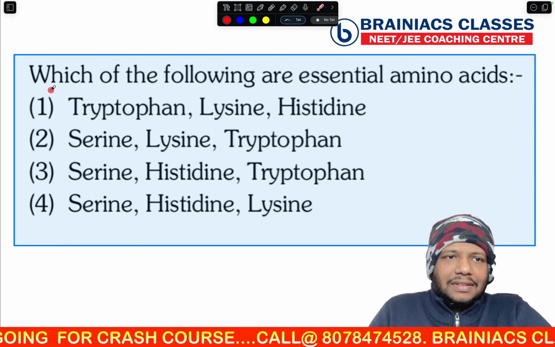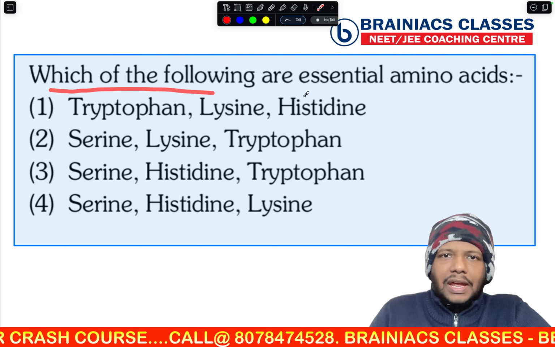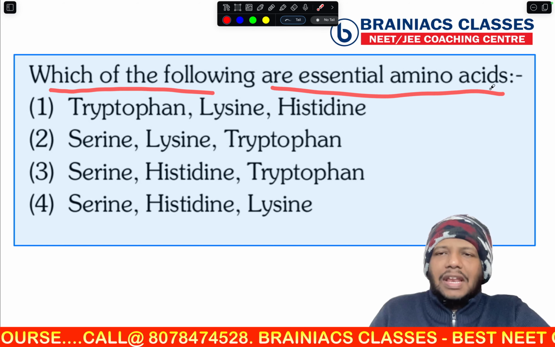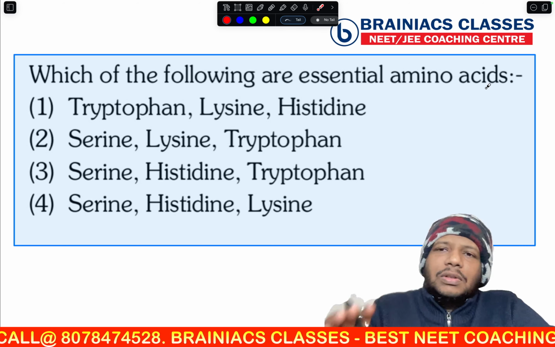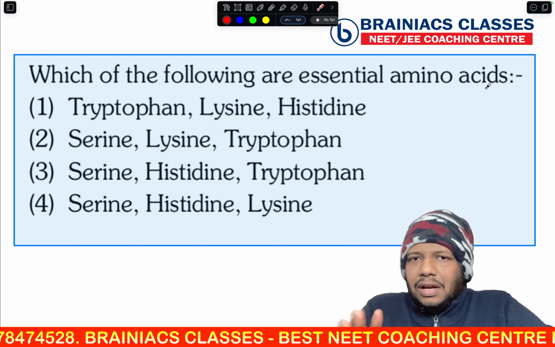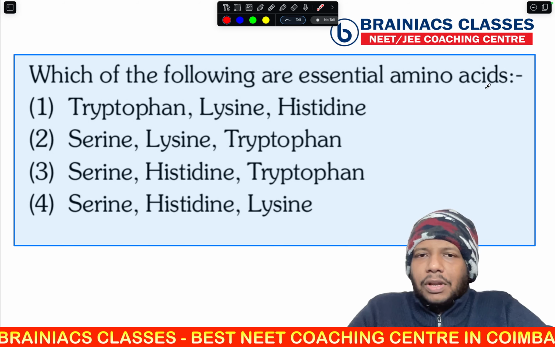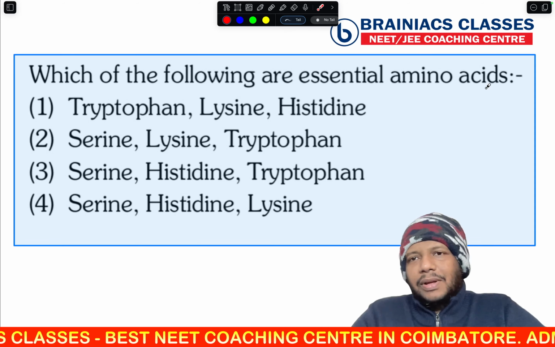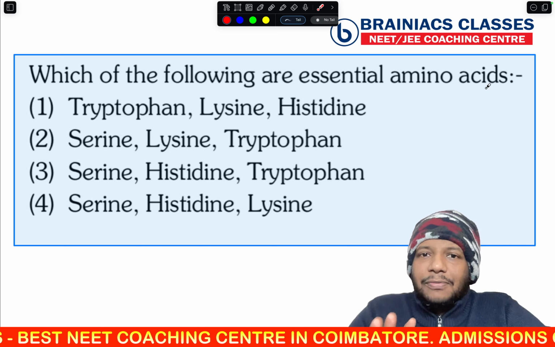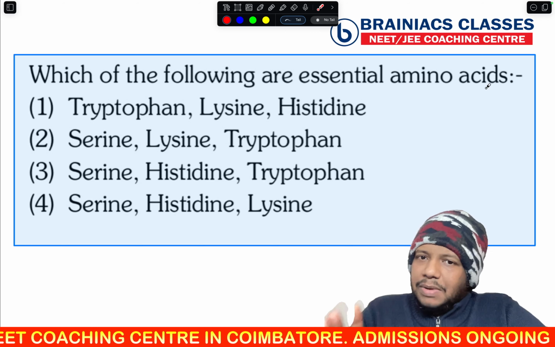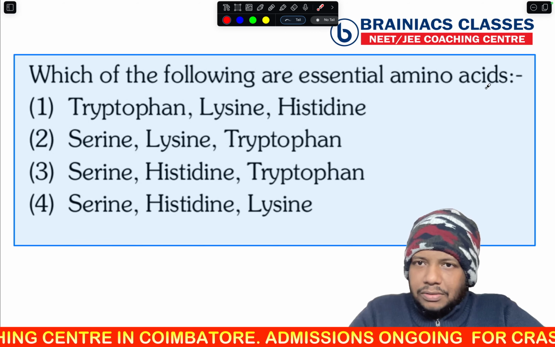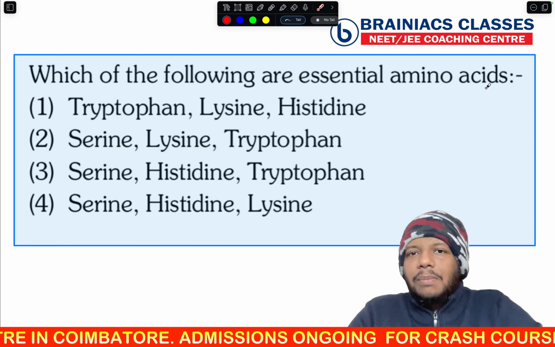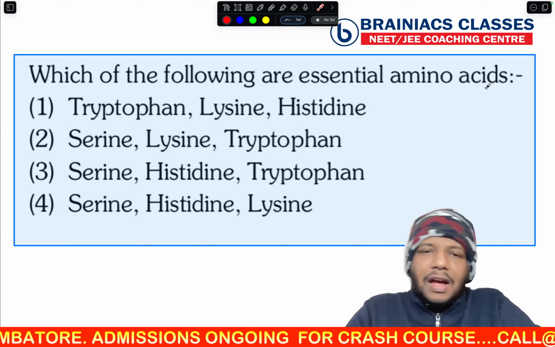The question here is, which of the following are considered as essential amino acids? We know that amino acids are the important units of proteins. We can say proteins are made up of amino acids, mainly alpha amino acids. Amino acids can be alpha, beta, gamma, delta amino acids, but in our body proteins are mainly made up of alpha amino acids.